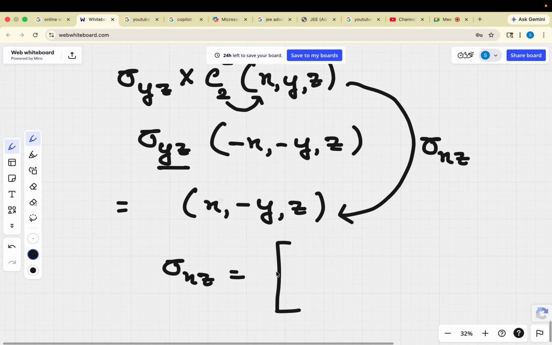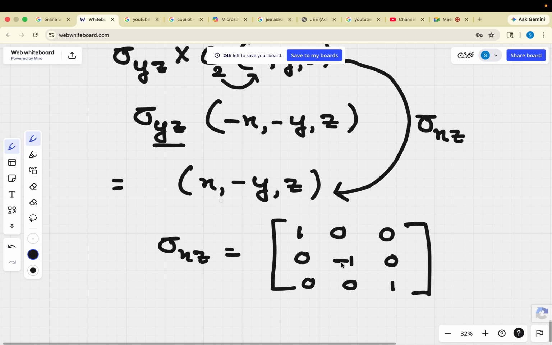So basically I can correlate that sigma xz is equal to what? Which matrix you are getting? See, x minus y z. So that means you can write down 1 0 0, next will be 0 minus 1 0, and the last one will be 0 0 1. So this is your sigma xz. Okay, this is your sigma xz, and that is the matrix now you are getting.